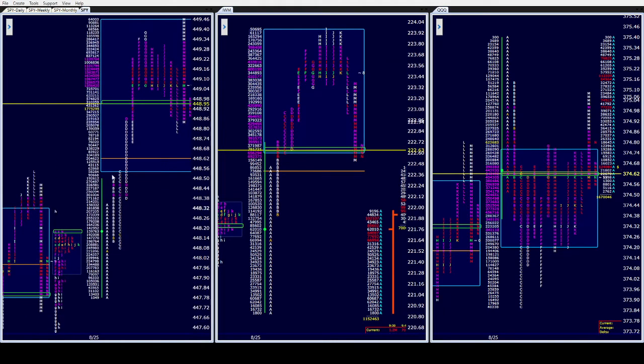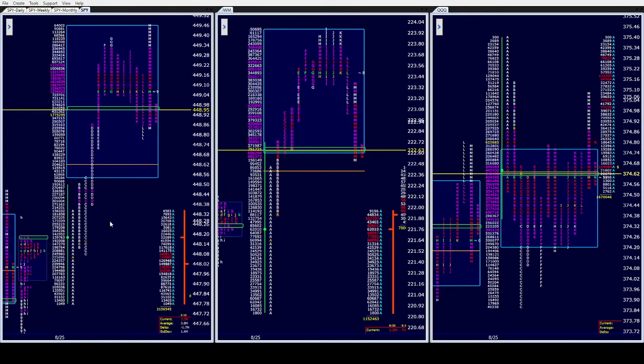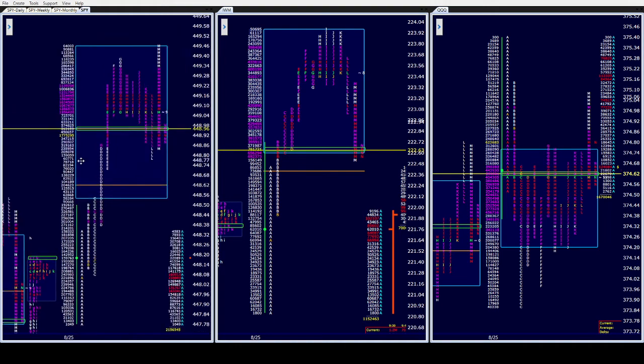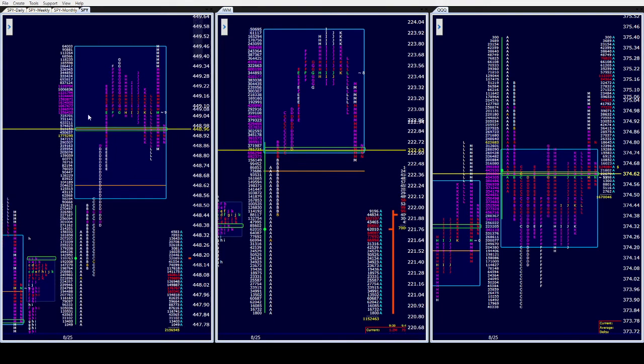SPY and ES. Open in balance, in value. I said I expect major chop inside of M's range. We got it. And then we finally took out yesterday's high, went trend, traded sideways.